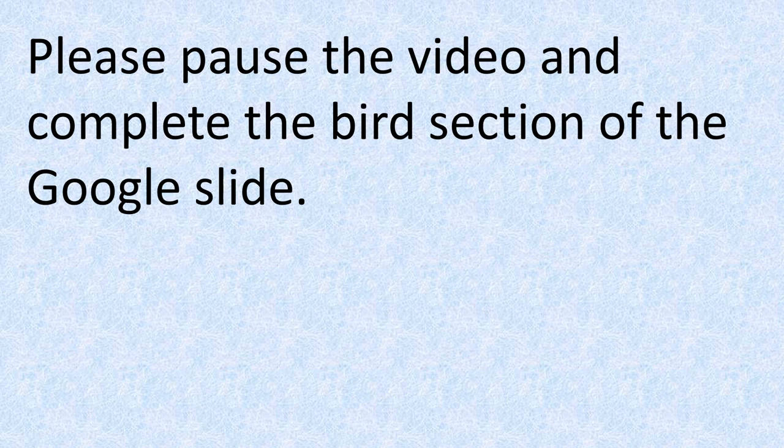Now, one thing that I didn't say earlier is that birds, like mammals, are actually warm-blooded. So birds and mammals are the only two classifications of animal that are warm-blooded. All the rest are cold-blooded. So that's something you can add to the birds. Once you've done that slide today, you're done for today.